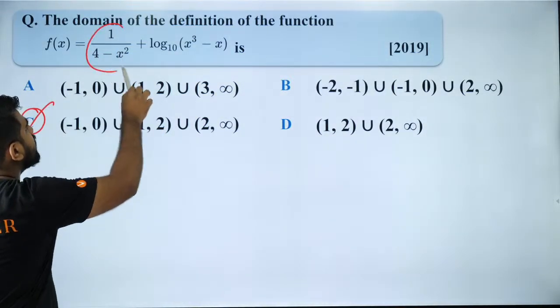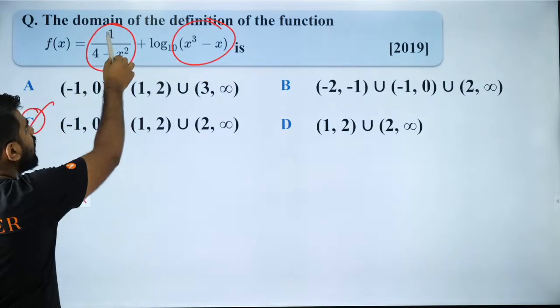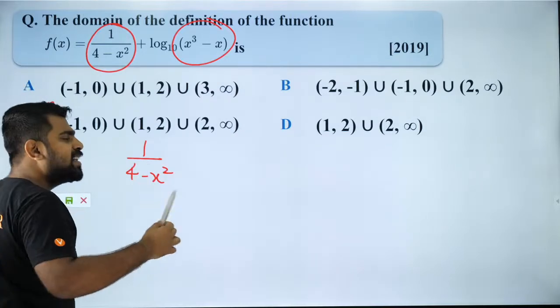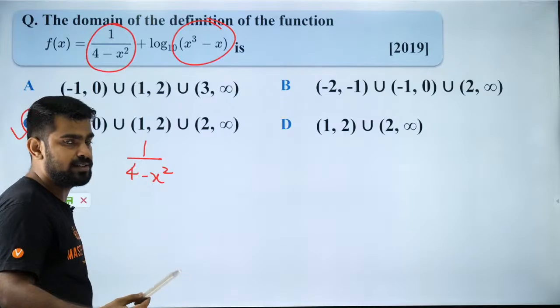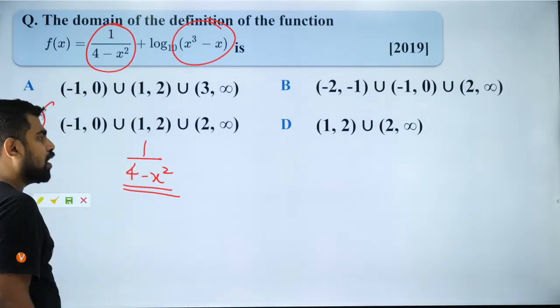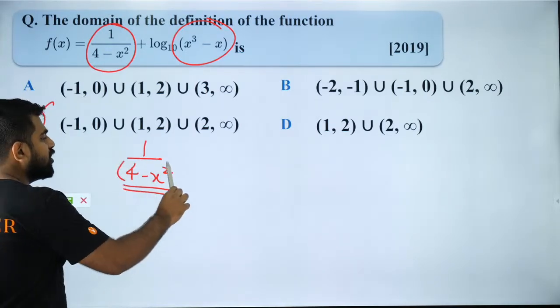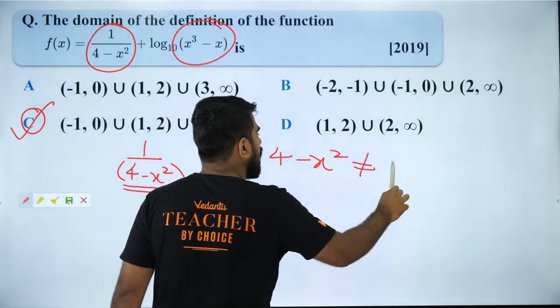So first I will check the domain of this, then I'll check the domain of this. When I take 1 by 4 minus x square, what is the domain? Domain is the set of valid values of x. So what are the valid values of x? Your denominator cannot be 0. That's it.